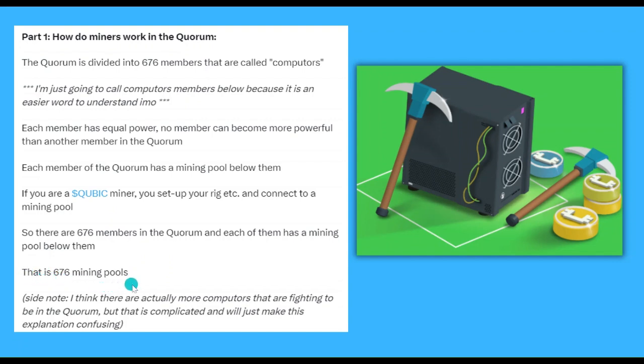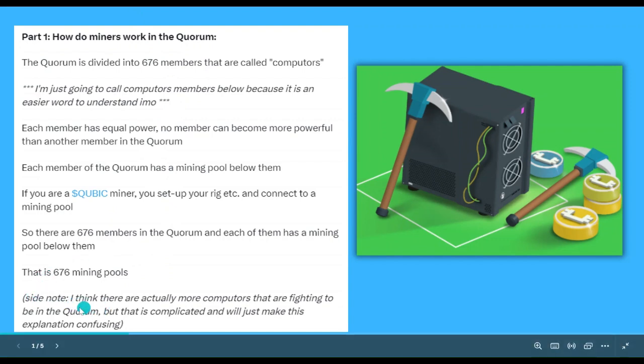Obviously, every one of these 676 members has a mining pool full of people mining. It could be you and 1,000 other people in one pool, and then you go on to the next pool, and it could be 500 people, and then you go on to the next one, it could be 2,000 people, whatever. They're all under these members of the Quorum, and that's where you get 676 mining pools.